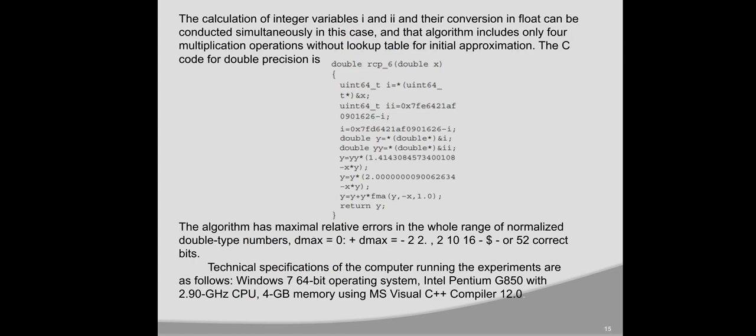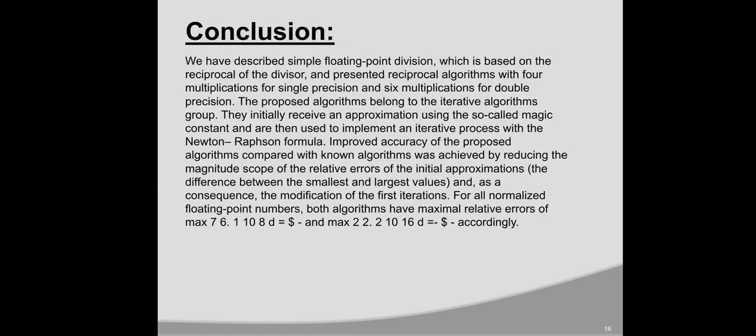22.21016 are correct bits. The technical specification of the computer running the experiment: Windows 7 64-bit operating system and Intel Pentium G850 with 2.90 GHz CPU, 4 GB memory, using MS Visual C++ Compiler 12.0.